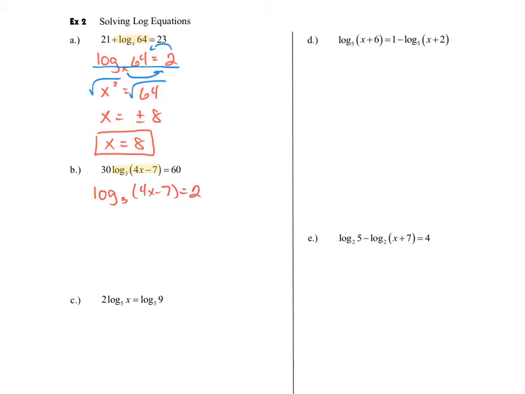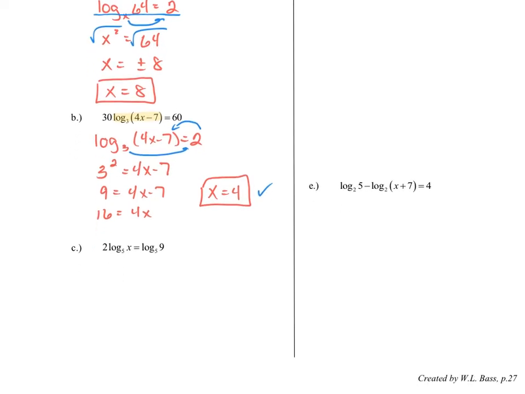Now I can switch to my exponential form because I have log equals a number. So I'm going to have 3 squared equals my 4x minus 7. Of course, 3 squared is 9. 4x minus 7, just do some basic algebra 1 work here. So I'll have my 16 equals my 4x, and x equals 4. So when I look at this 4, I need to make sure that this 4 is going to keep this argument positive. 16 minus 7 is positive, so sure enough, that's just fine.